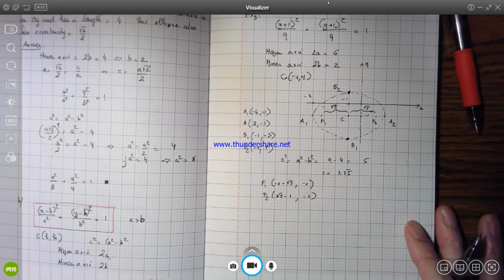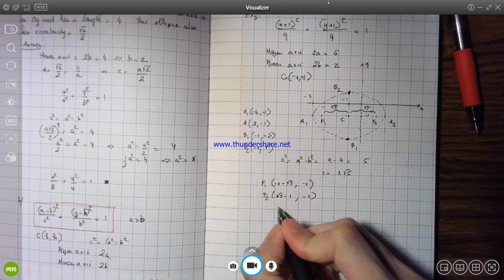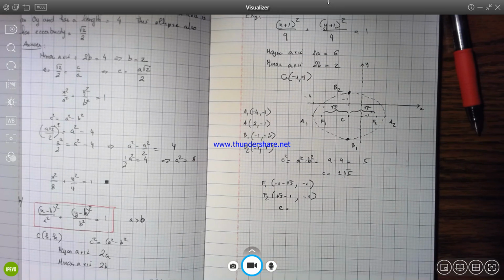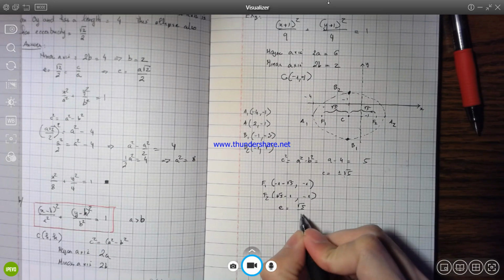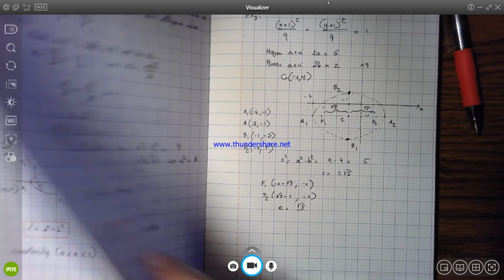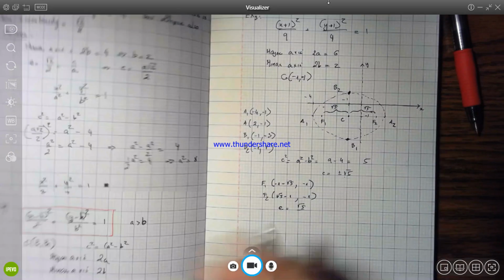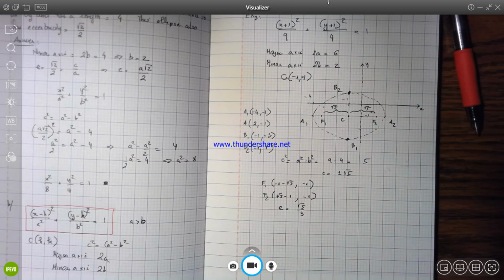Alright, so now we can get the eccentricity. e will be c over a, right? So that could be easy. c over a is square root of 5 over 3. So this is very easy. c over a.